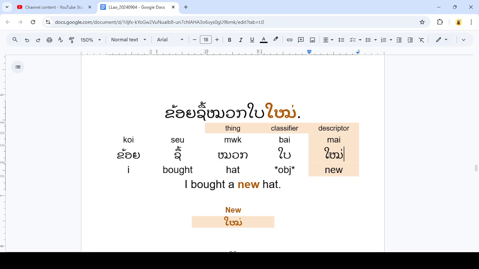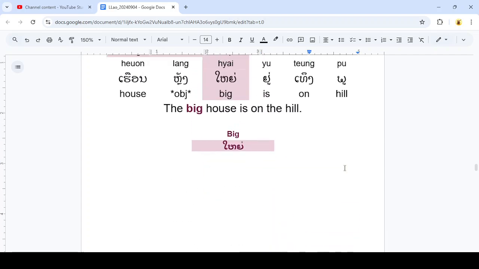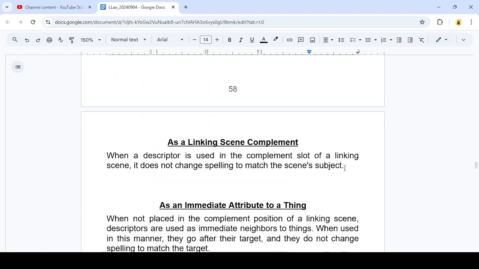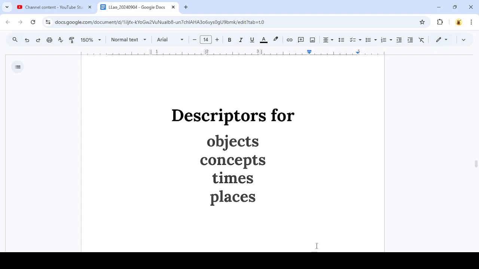So it's pretty straightforward. And again, in English, we have the order of descriptor first with new hat, but in Lao, we have the order of descriptor after the target with hat new. So that's basically the summary of how descriptors work in Lao. The first thing to know is that they do not change spelling. There's only one spelling for a descriptor. And the other thing is that they are placed after their target instead of in front of, like in English.